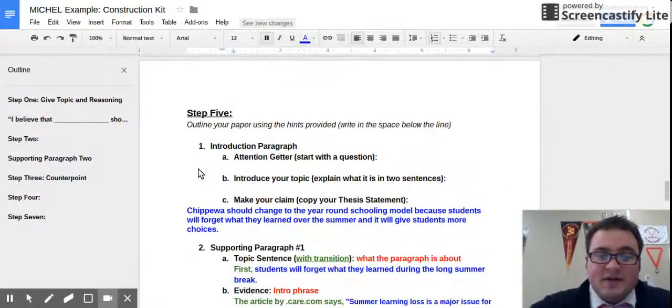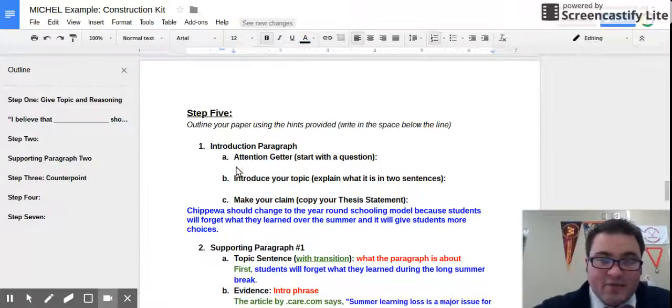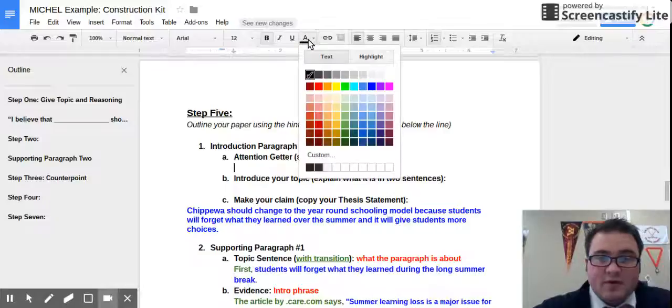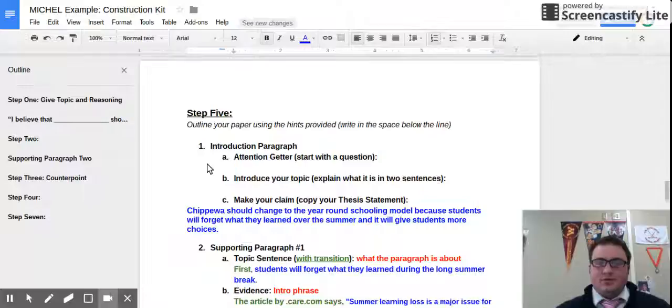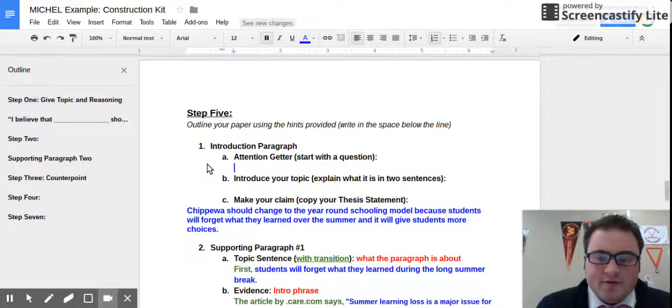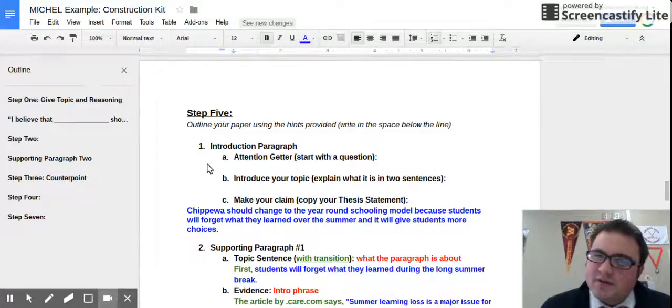So step 5, first thing that I've already done, I've copied and pasted my thesis statement. I've revised my thesis statement. So that's already done. Now what I need to start with is an attention getter. And for this paper, we're going to keep it simple. We're going to start out with just a question. And this question should be rhetorical. Should be something that makes your reader think and it draws your reader in. And the way to do that, you got to make sure that the question doesn't have a right or a wrong answer, and it's not a yes or no answer.